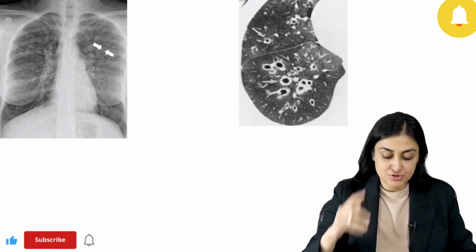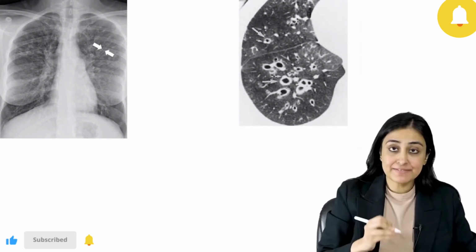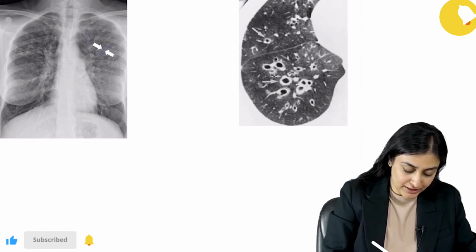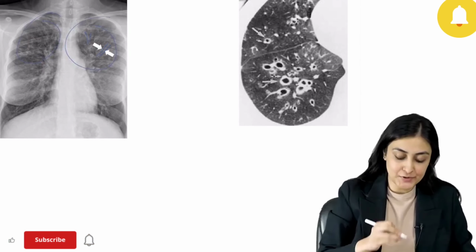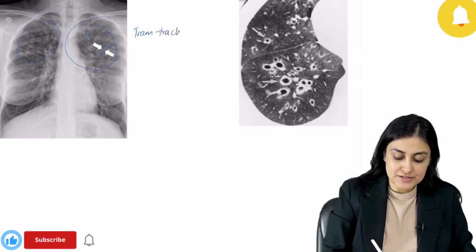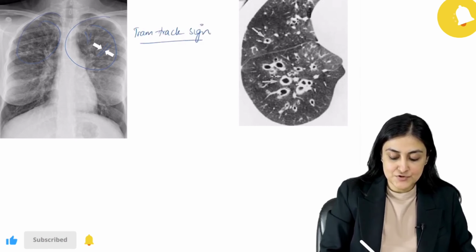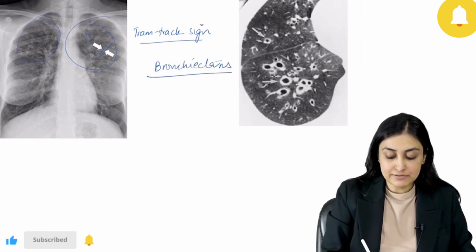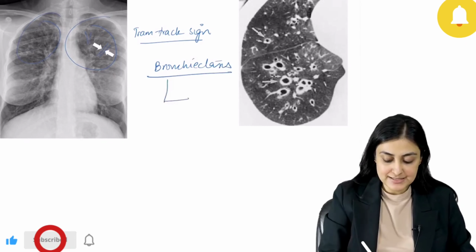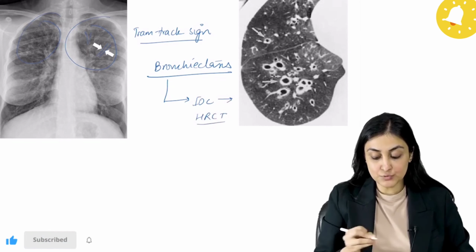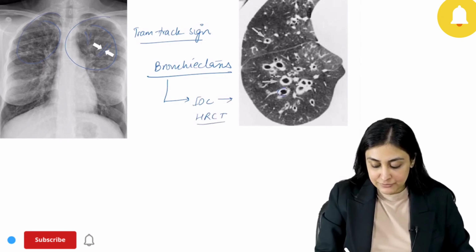Now looking at the next image here, what do we see? This is a typical, very important sign that you see on the chest radiograph. Can you see these dilated bronchi throughout the lung field? These are the dilated, cylindrical bronchi that you are seeing here. This is referred to as the tram track sign, which is seen with bronchiectasis. On HRCT, which is the investigation of choice for this condition, you would find that this is the air-filled bronchus.